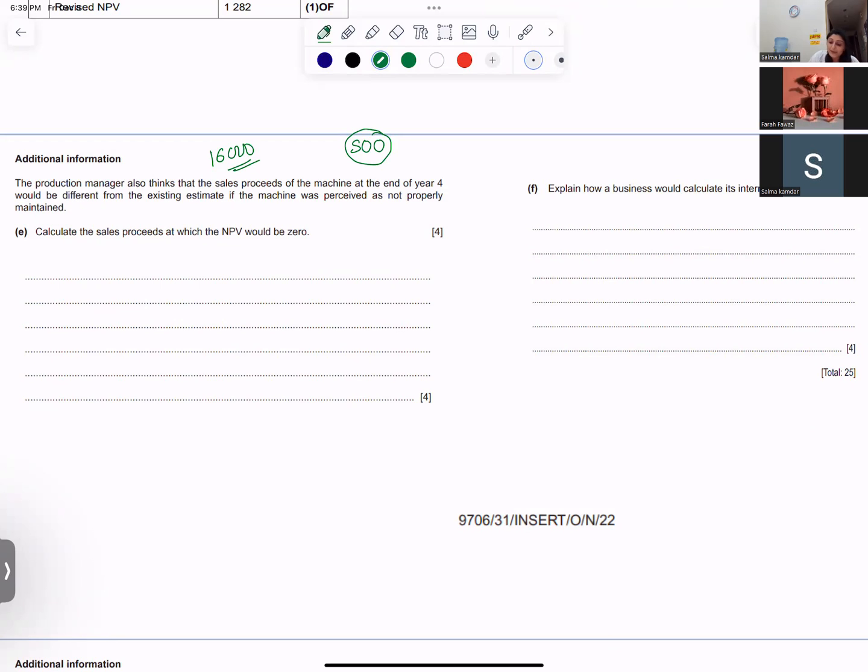But now I am going to service the machinery after every 2,000 units. So my machinery is going to become bad. Are you with me? Yes. So if the machinery is going to become bad, I am not going to receive 16,000.